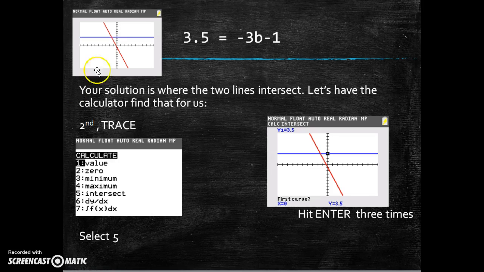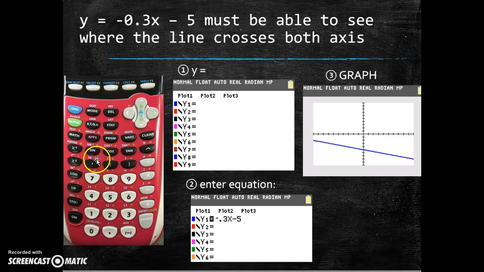First thing I want you to do, so this was the graph that we had and this was our equation, is I want you to type in second trace. Second trace, if you would please. And then just to go back, second is right here. So here's second. And then trace is up here. Remember, second you use the very, very beginning. So second trace. Hit that for me.